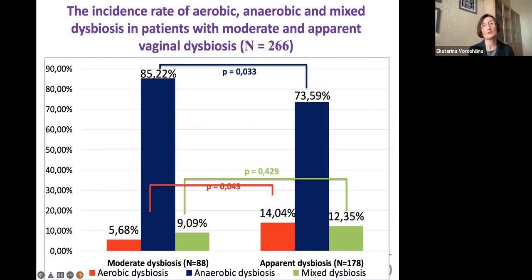75 samples met the criteria of anaerobic moderate dysbiosis, and 131 samples met the criteria of anaerobic apparent dysbiosis. 8 samples met the criteria of mixed moderate dysbiosis, and 24 samples the criteria of mixed apparent dysbiosis. So, dysbiosis associated with predominance of obligate anaerobes in vaginal microbiota was determined in 71% of all women with aerobic vaginitis according to microscopic findings.